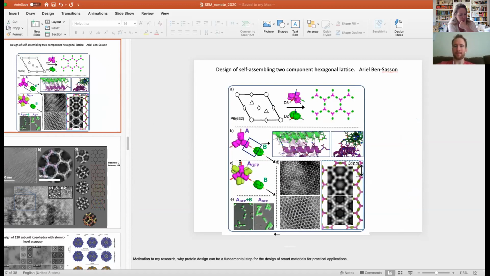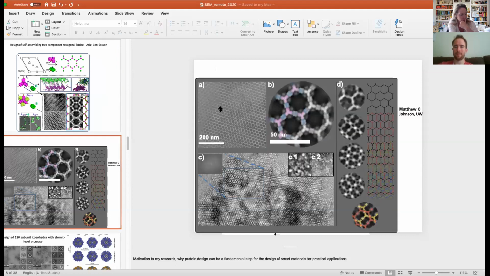These lattices form in cells, and these are images of material that's just taken directly from cells. But we can also make the proteins separately and mix them together, in which case they form these very beautiful large hexagonal arrays. And here we see the EM data averaged and blown up. And here the computational model is in magenta and blue. So we can design these sorts of structures very precisely.